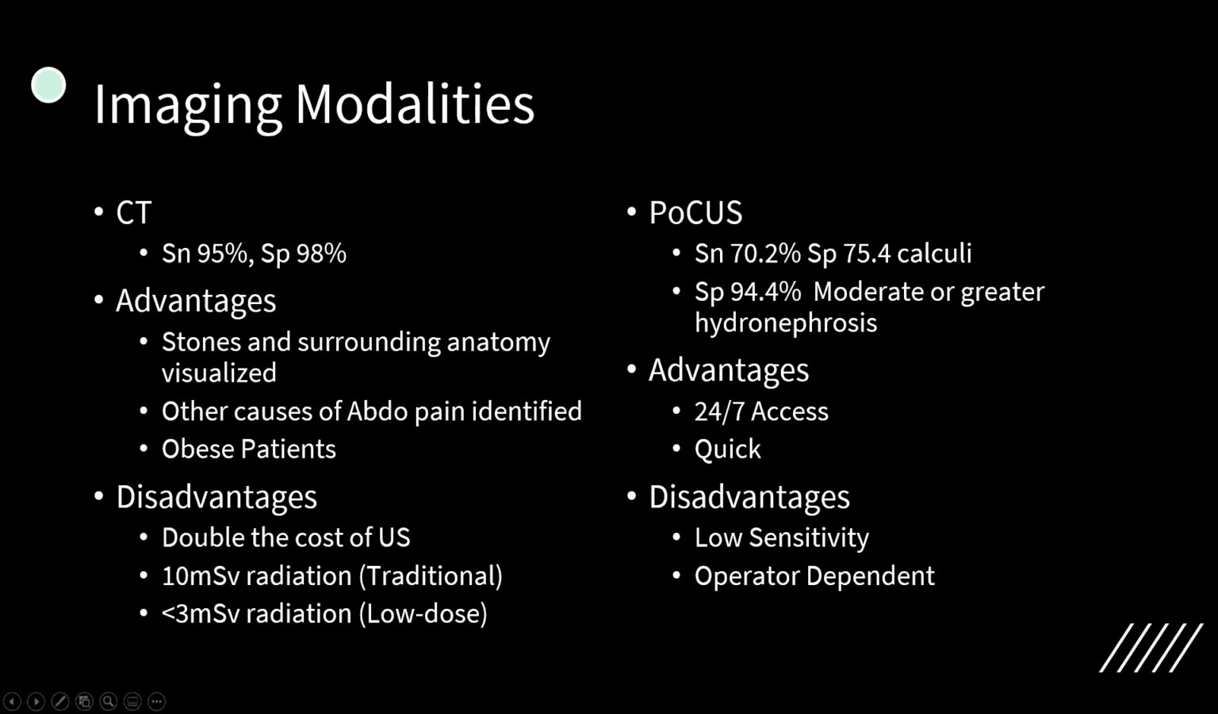And the disadvantage, obviously, is low sensitivity. So just because we don't see a stone doesn't mean there's not a stone there. However, if there's not moderate or greater hydro, the likelihood of it being a large obstructing stone goes down. So it's something to keep in mind as well.